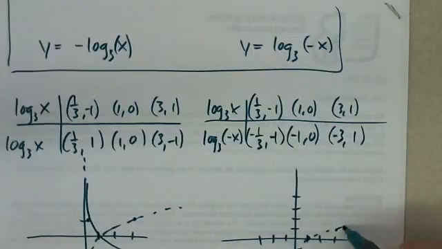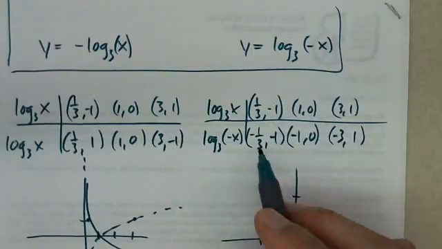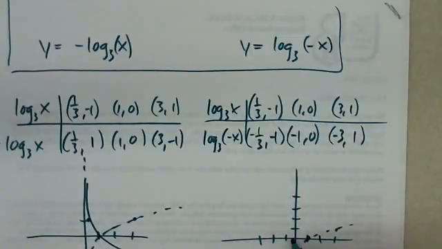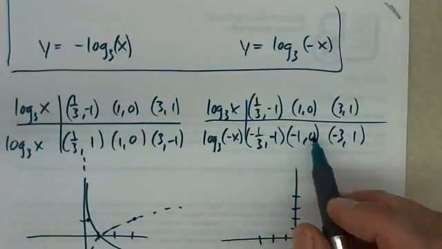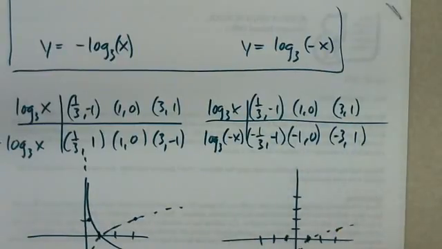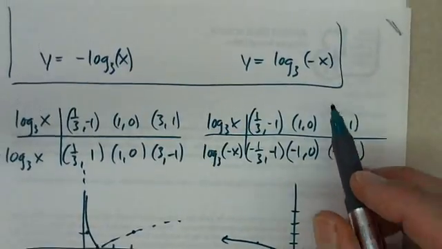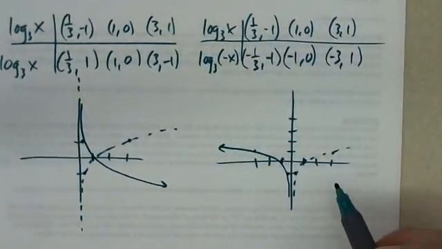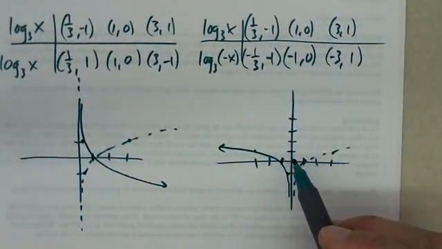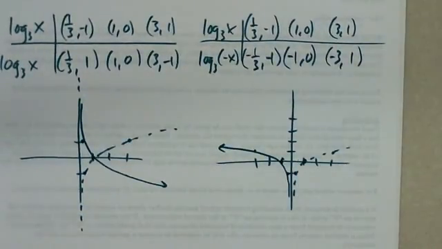Here is the parent function. And then we'll go -1/3 down 1, -1, 0, and -3, 1. So now that creates a horizontal reflection. There's the horizontal reflection, and it's reflected into the y-axis.